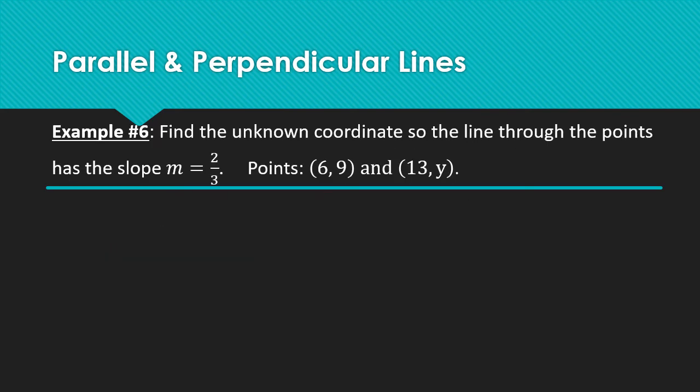Okay, moving on to example 6. Find the unknown coordinate so that the line through the points has a slope of 2/3. I will be honest, this is the most missed question on the unit test. So pay attention and make note.